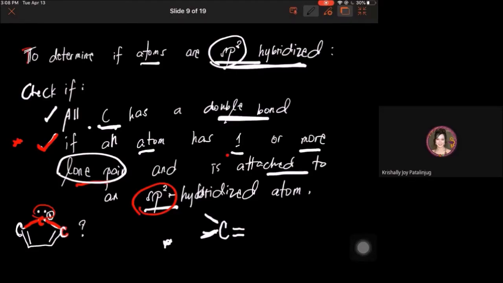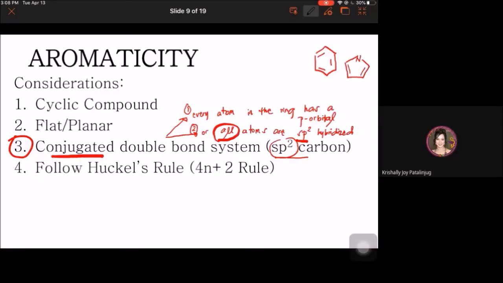Please screenshot this before I erase it. Now, it is not possible that only one is checked in the list of considerations. Otherwise, it does not attain planar, conjugated, and Huckel's rule. All four must be seen in the ring itself for it to be aromatic.